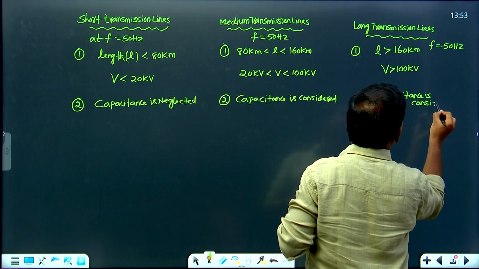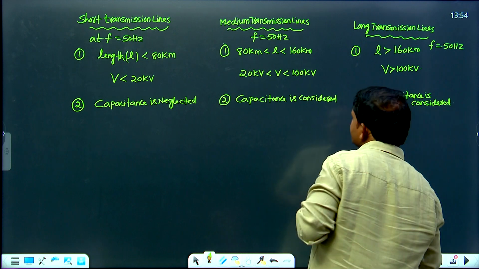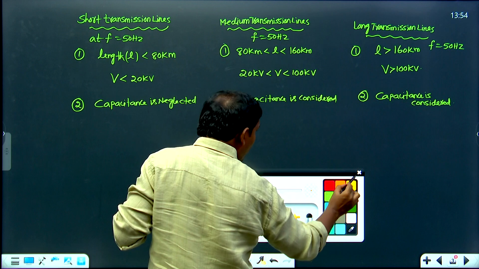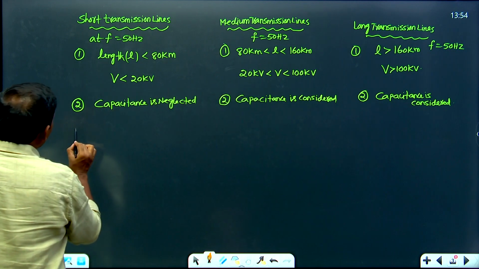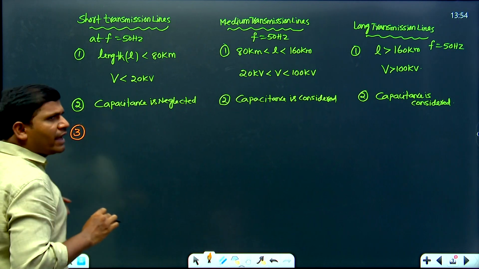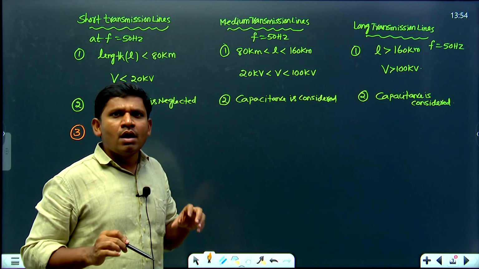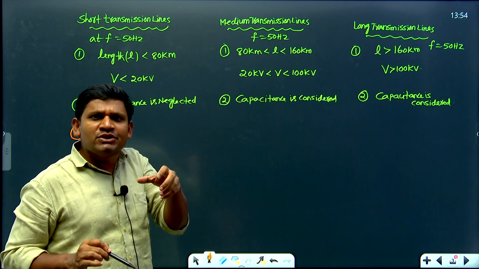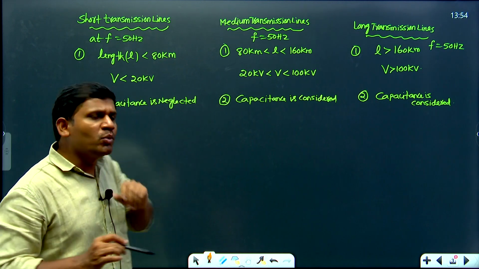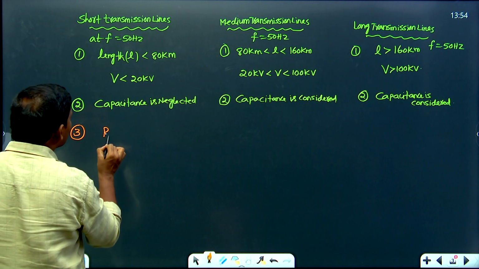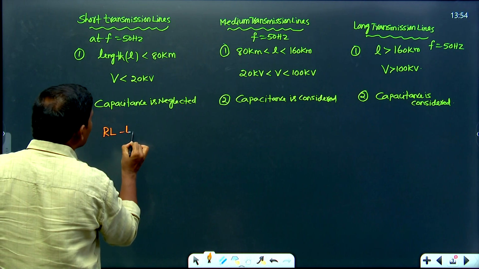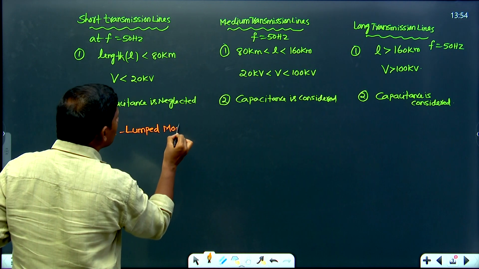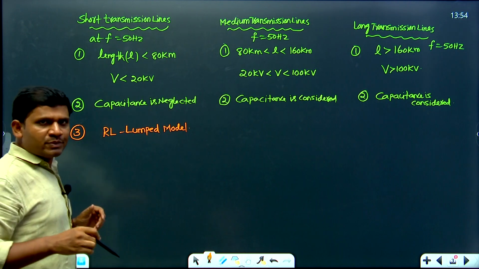Capacitance is considered. This is the second difference that you have to concentrate on, students. The third one is, if capacitance is neglected in the analysis of a short transmission line, which model do you have to use? If capacitance is neglected, in the analysis of a short transmission line, we have to use the RL lumped model, students. Because capacitance is neglected now, we have to use the RL lumped model. The RL lumped model is used to analyze the short transmission line.